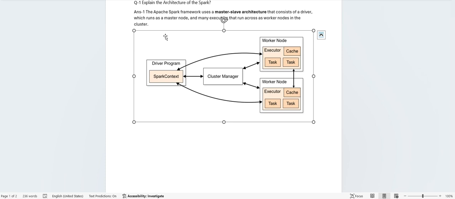That's it. So whenever your interviewer asks you to explain the architecture of Spark, the Apache Spark framework uses the master-slave architecture that consists of a driver which runs as a master node, and many executors that run across worker nodes in the cluster. And there is the cluster manager, which manages the driver node and worker nodes. That's it.